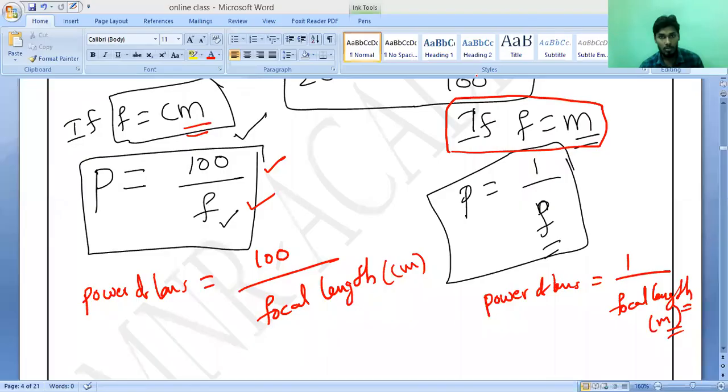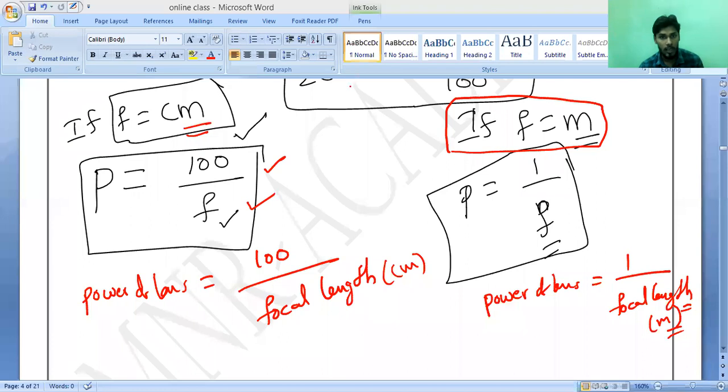Suppose while you are reading the question, if it is centimeters, then directly we can go with 100 by f. If focal length is given in meters itself, we can directly go with 1 by f. That's all. So whether you convert or not doesn't matter, directly you are doing it correctly only. So no worry. That is what the formulas you should remember, all of you.